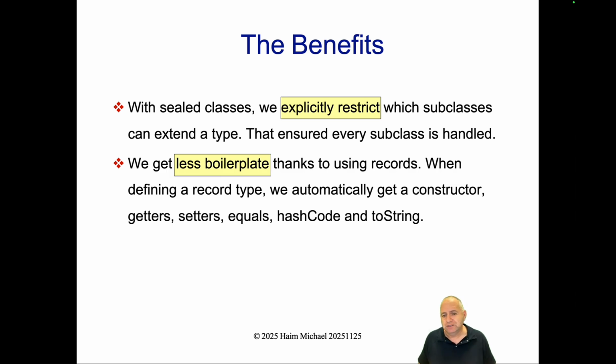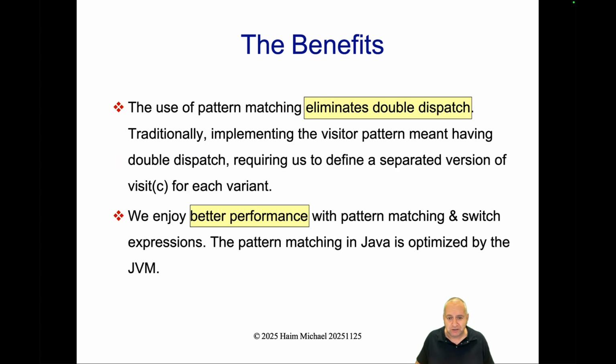That ensures that every subclass we have, every class that implements expression in our last code sample, is handled in that switch expression we have created inside the evaluate method in our code sample. Now, the second benefit is less boilerplate. When using records, methods are automatically defined in those records. Getters, setters, equals, hash code, and so on. That simplifies the entire code, makes it simpler to maintain the entire code, simpler to understand the entire code.